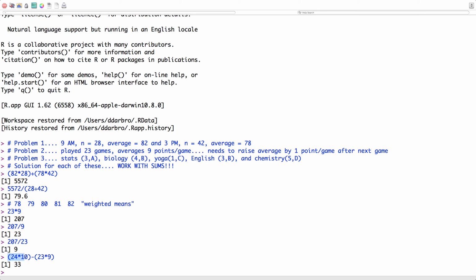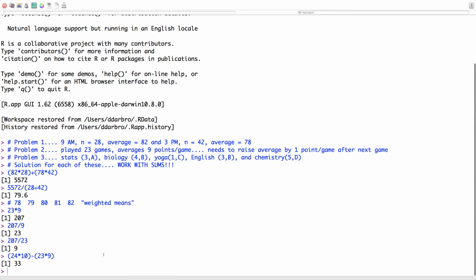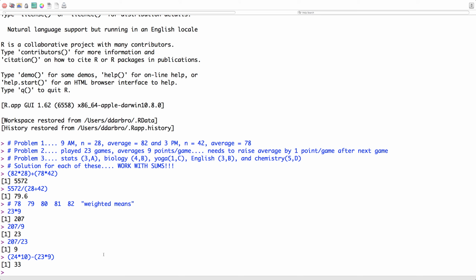So this is a little bit different twist on combining means, in that we look at the sum of scores that we need to achieve our goal, and in this case it's to raise the average by 1 point in the next game. We subtract the current number of points we have. The difference in those two sums has to be the extra point value that we need to achieve the goal.